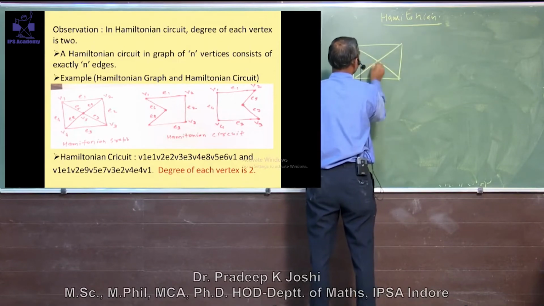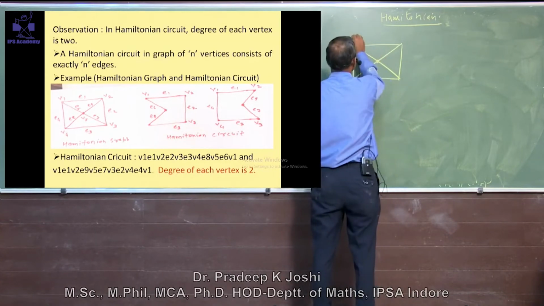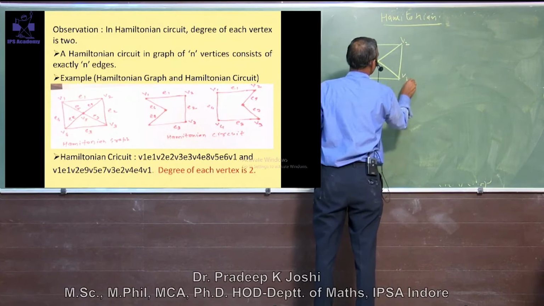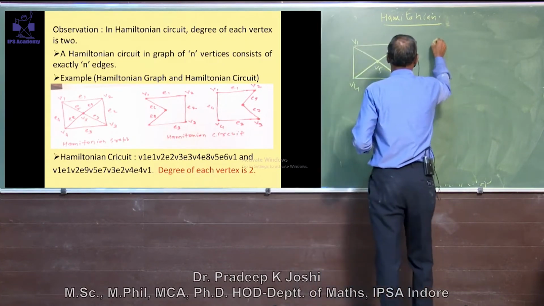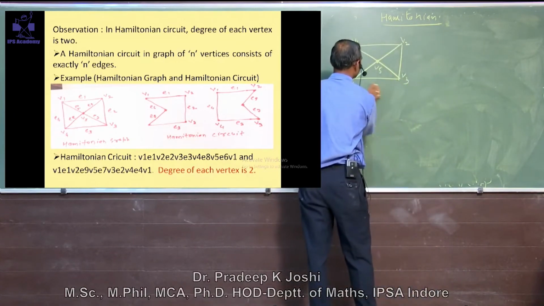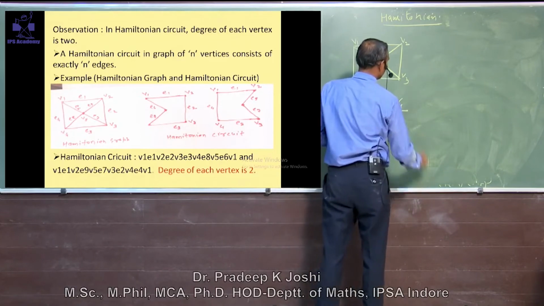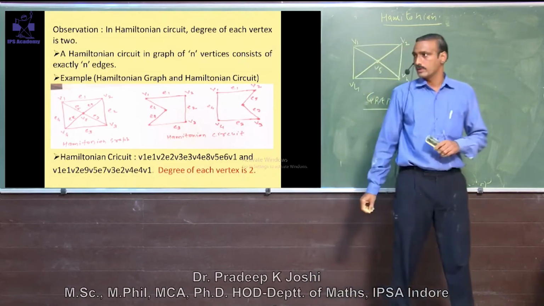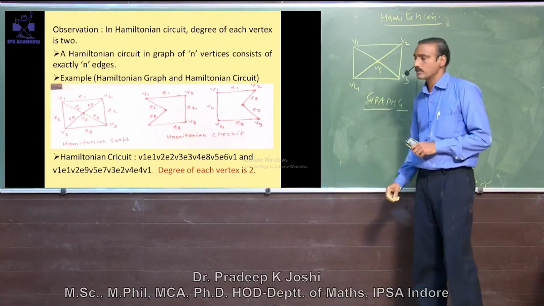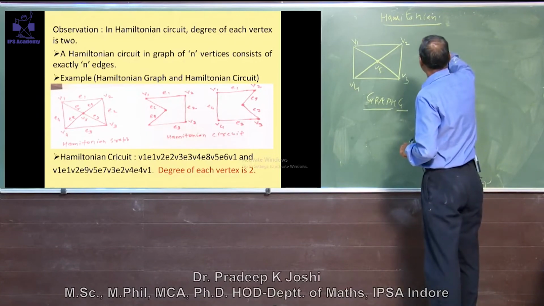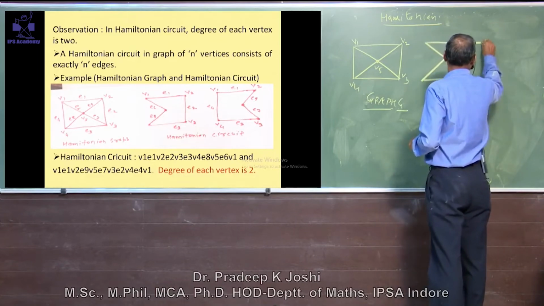Suppose this is the graph. The intersecting point is also a vertex here. So we define the vertices as V1, V2, V3, V4 and V5. This is any graph. Now we have to find the Hamiltonian circuit. That means we have to visit all the vertices and return to the initial vertex. Suppose we are moving this way, this, this and this.